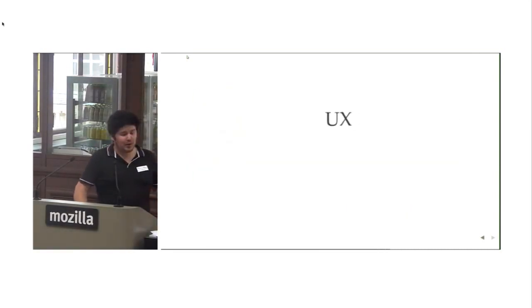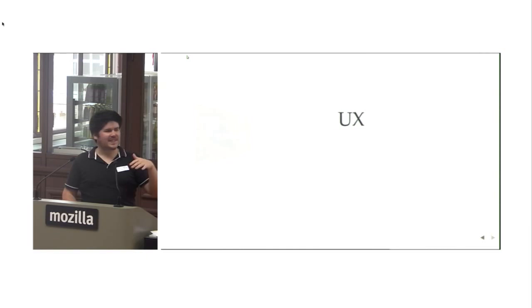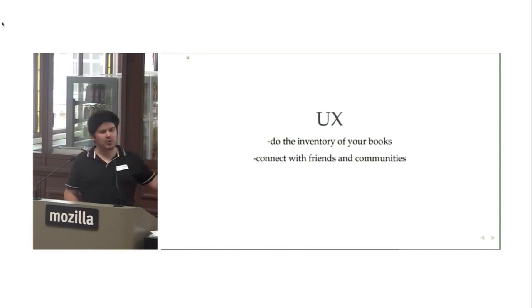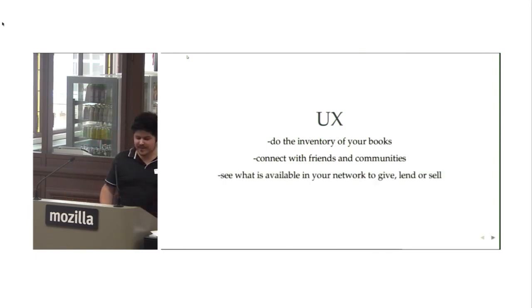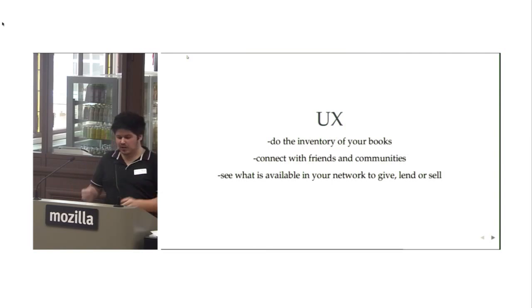And so for the non-French, and I will be curious to have your feedback on that, Inventaire in French just means inventory for the translation. So it's just about having a list of resources. So in the user experience I try to offer, you do an inventory of your books, you connect with your friends and community, and you see what is available in your network to give, lend, or sell.